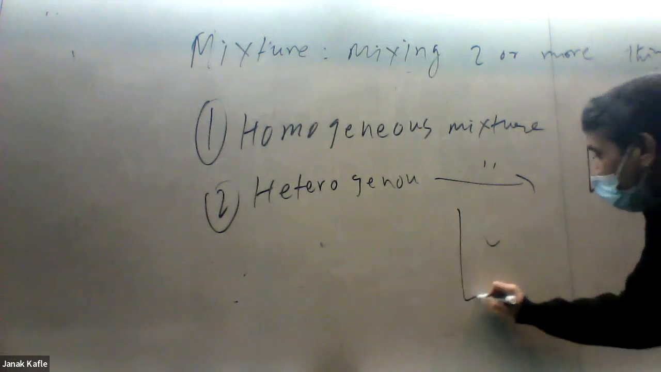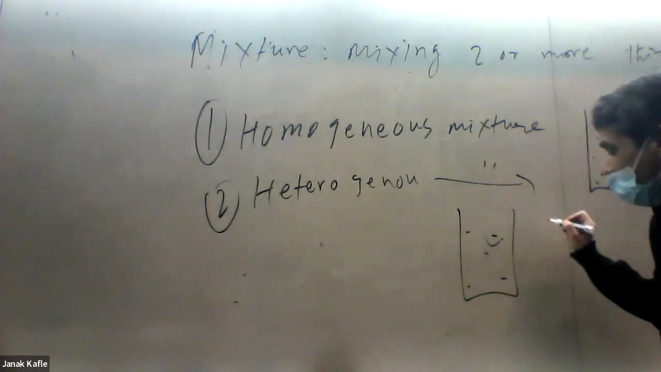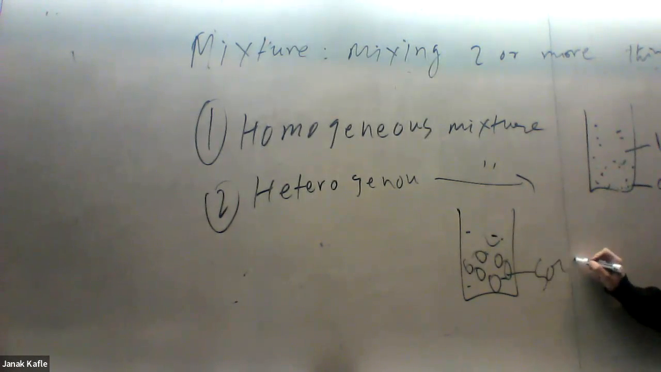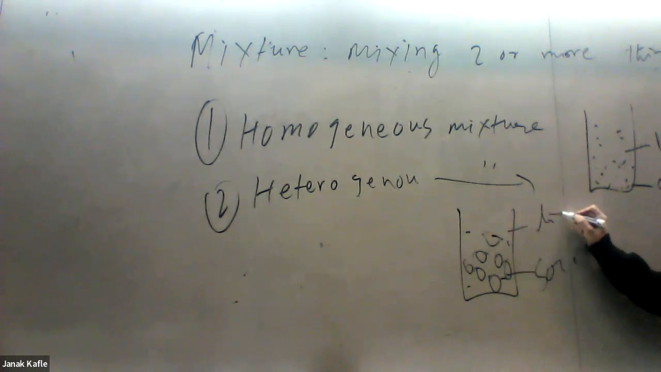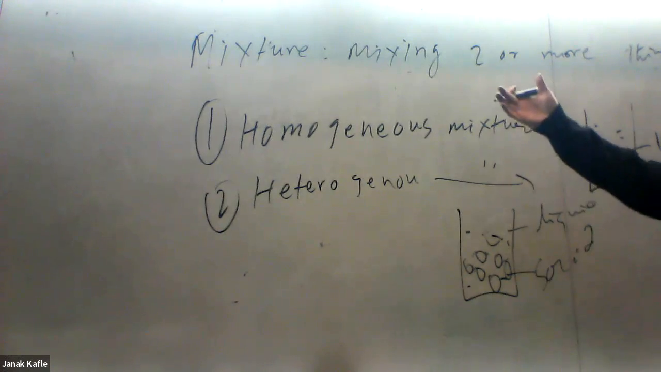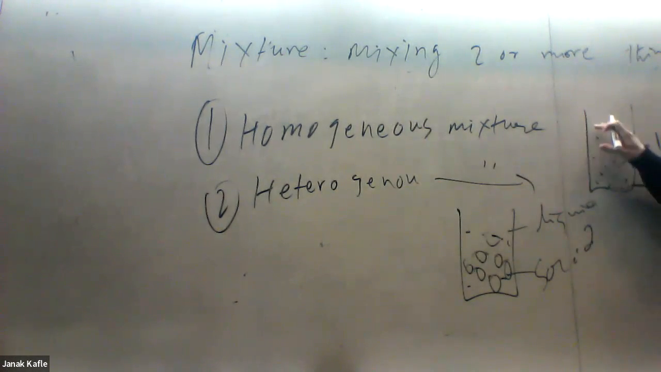So take some water here and put some sand here. Sand is a solid, and water is a liquid. So you are clearly seeing 2 phases, liquid phase and solid phase. So this is a heterogeneous mixture. If there are 2 or more phases in the mixture, it is called a heterogeneous mixture. But if in the mixture there is only 1 phase, that is called a homogeneous mixture. Make sense?